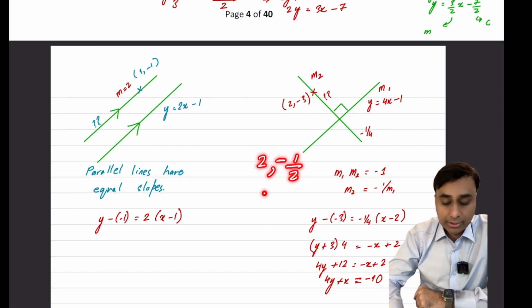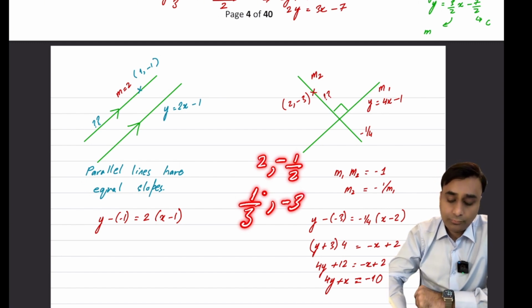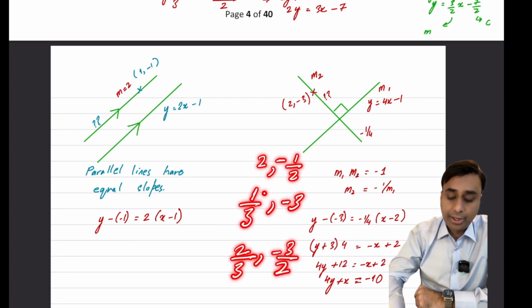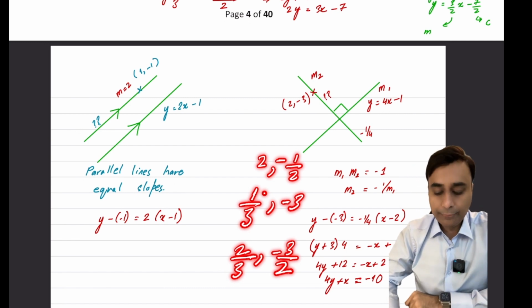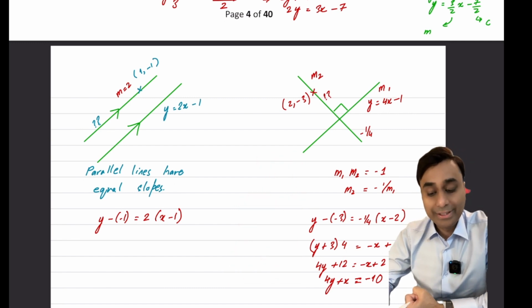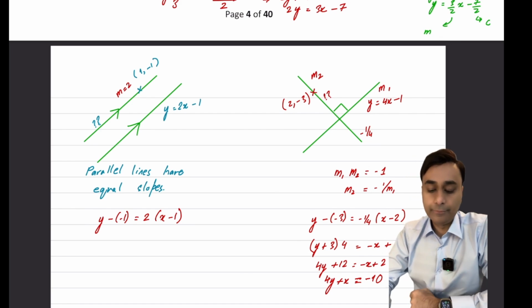Or if one line has a gradient 1 over 3, the other line, if it's perpendicular, will have a gradient minus 3. Or if one line has a gradient 2 over 3, the other line will have a gradient minus 3 over 2. So you just flip it over and then multiply it with the minus sign. Hence, you will be able to get the gradient of the other line.